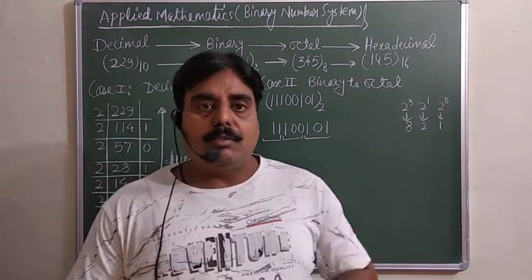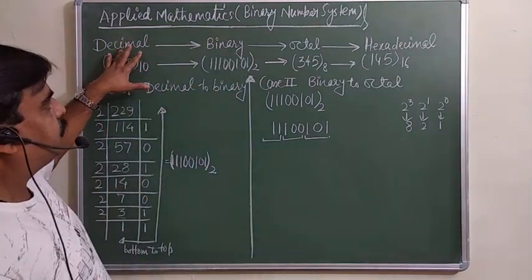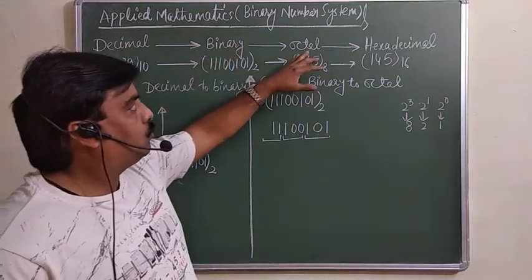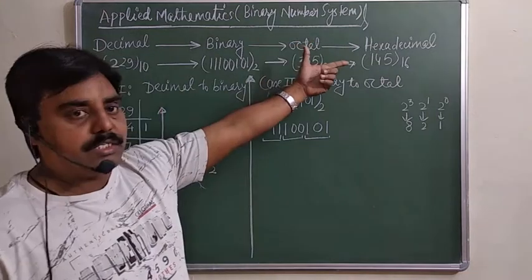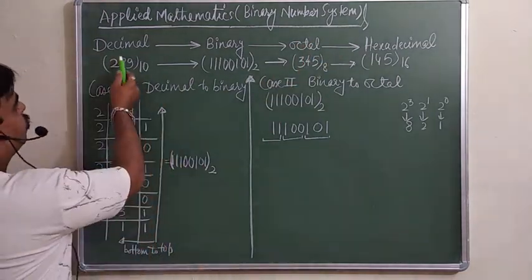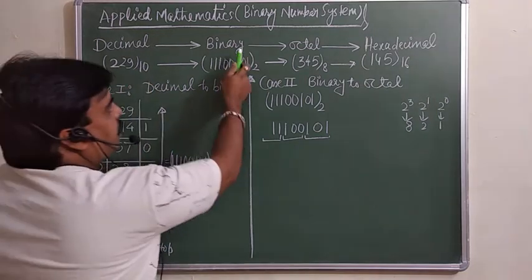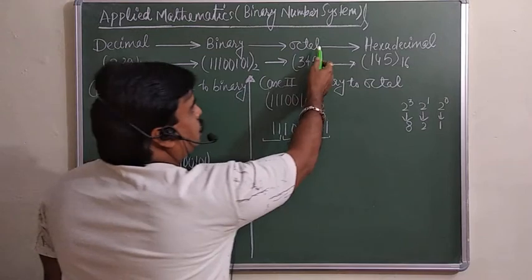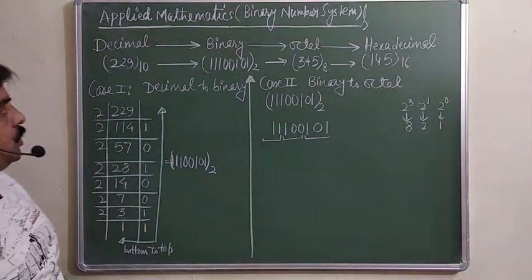Hello everybody. Now we will discuss how you can change the decimal into the binary, into the octal, and octal to the hexa. In the previous video we already discussed this, but to refresh your memory I am going to discuss it again. See, now this is your decimal number, 229 base 10. Binary is base 2, as you already know. In octal the base is 8 and in hexadecimal the base is 16.